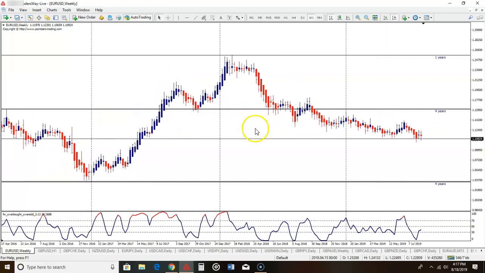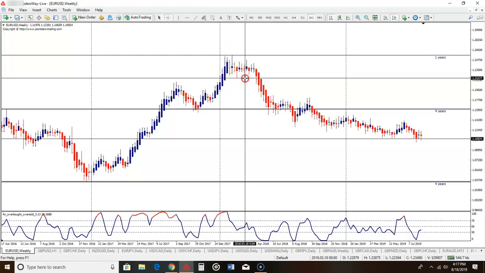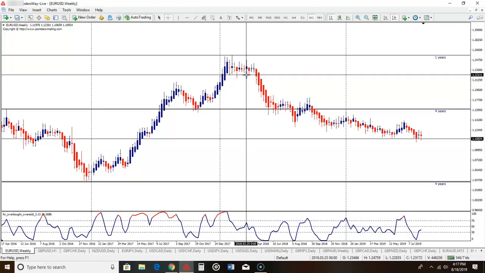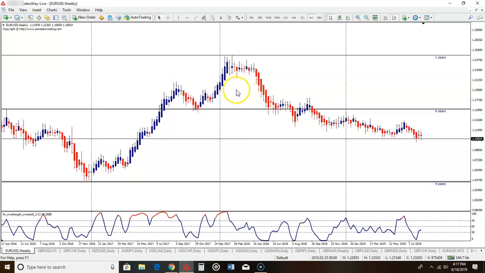And these trades are a lot more successful and a lot easier to find, in my opinion, than trading on the lower time frames. So check this out. As you can see right here, we're on the Euro USD. This is the weekly chart, right?